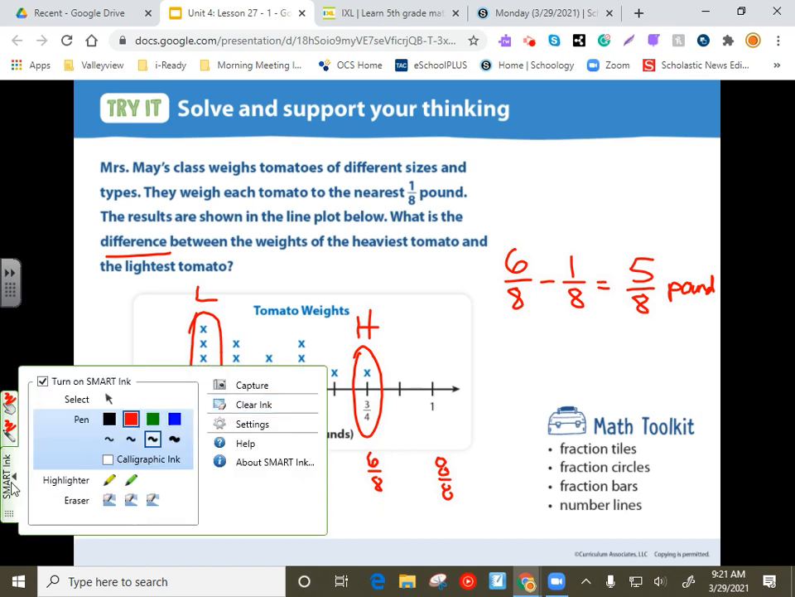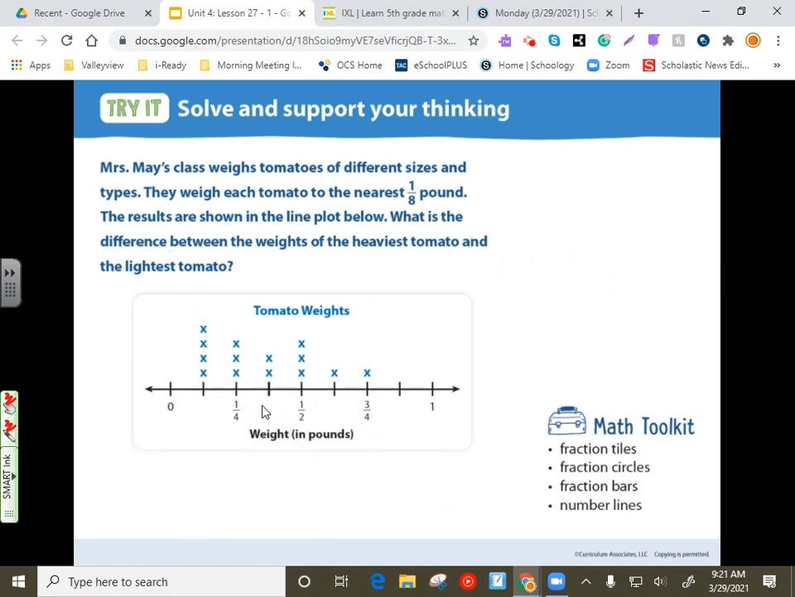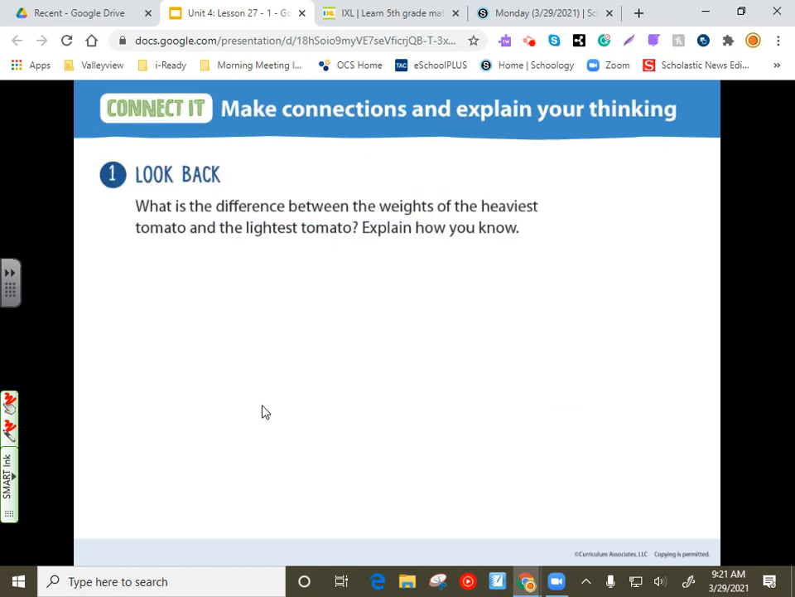Okay, let's move to the next page. Here we go. What is the difference between the weights of the heaviest tomato and the lightest tomato? Explain how you know. And all this is basically saying is our heaviest tomato was 6/8 and our lightest was 1/8. And the difference is 5/8. How do we know? Because we solved it. 5/8 pound. And remember, don't say pounds because it's technically not even a whole pound.